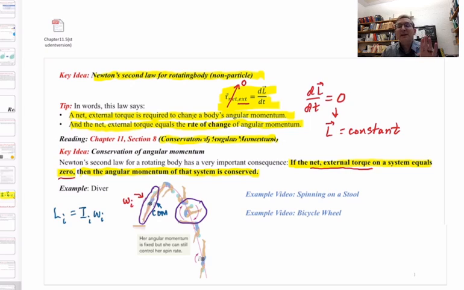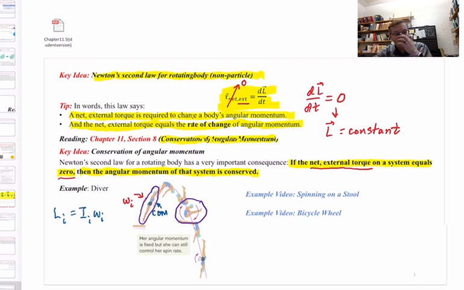Why? Because rotational inertia depends on how much mass and how it's distributed relative to the axis of rotation. The farther the mass is from the axis of rotation, the larger the rotational inertia. So in bringing her arms and legs closer to the center of her body, the diver is making her rotational inertia smaller. Okay, fine. So what is the consequence of that?